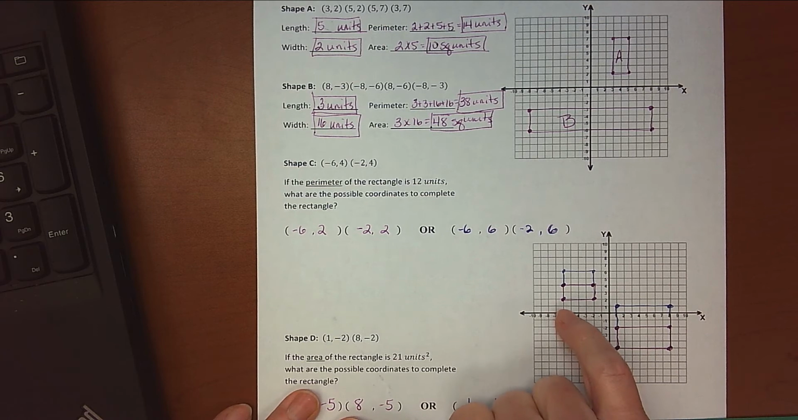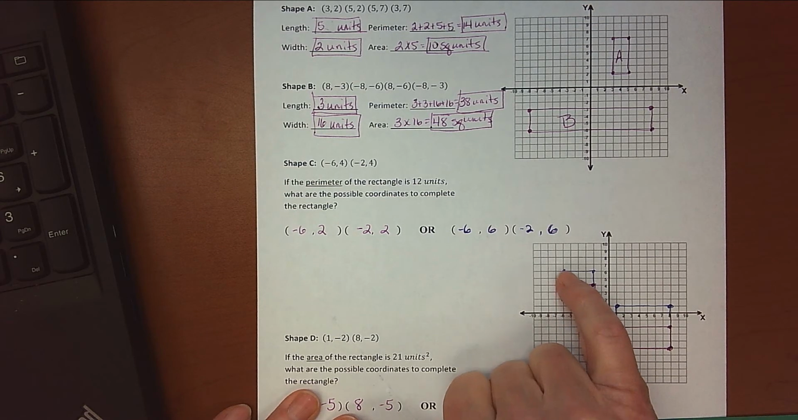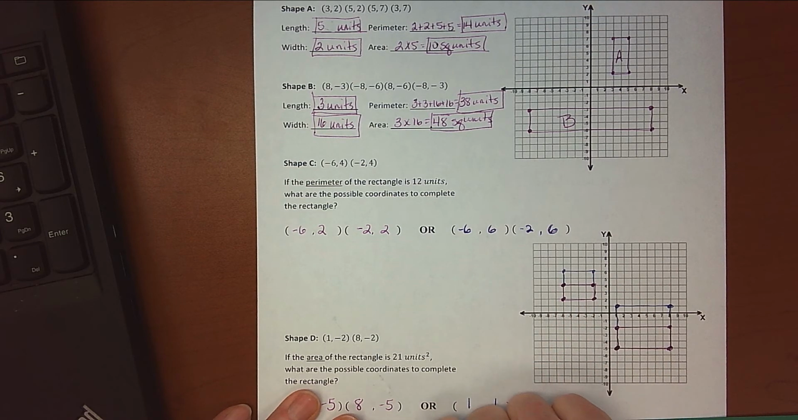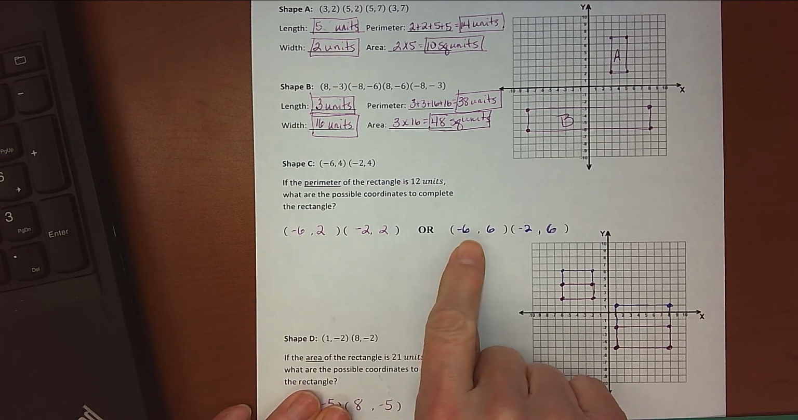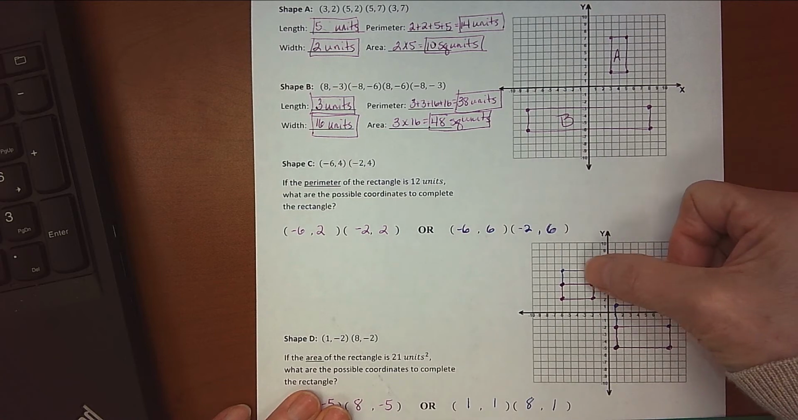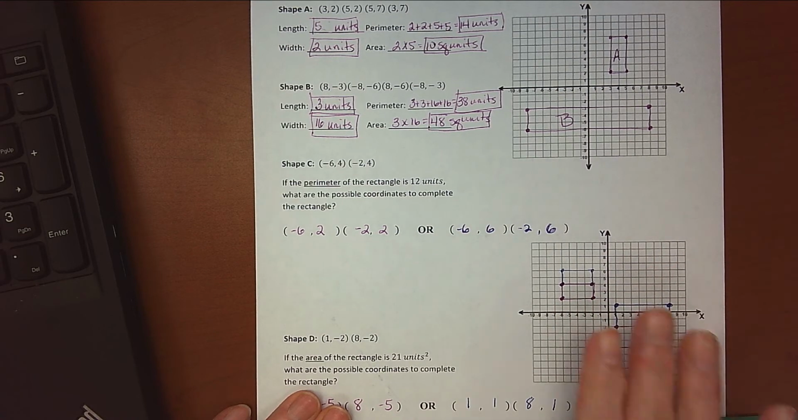So I graphed these 2 points, or these 2 points, to give me a rectangle that had a perimeter of 12. And those 2 points were either (-6, 2) and (-2, 2), or (-6, 6) and (-2, 6). So it was either these 2 points or these 2 points to give me a rectangle with a perimeter of 12.